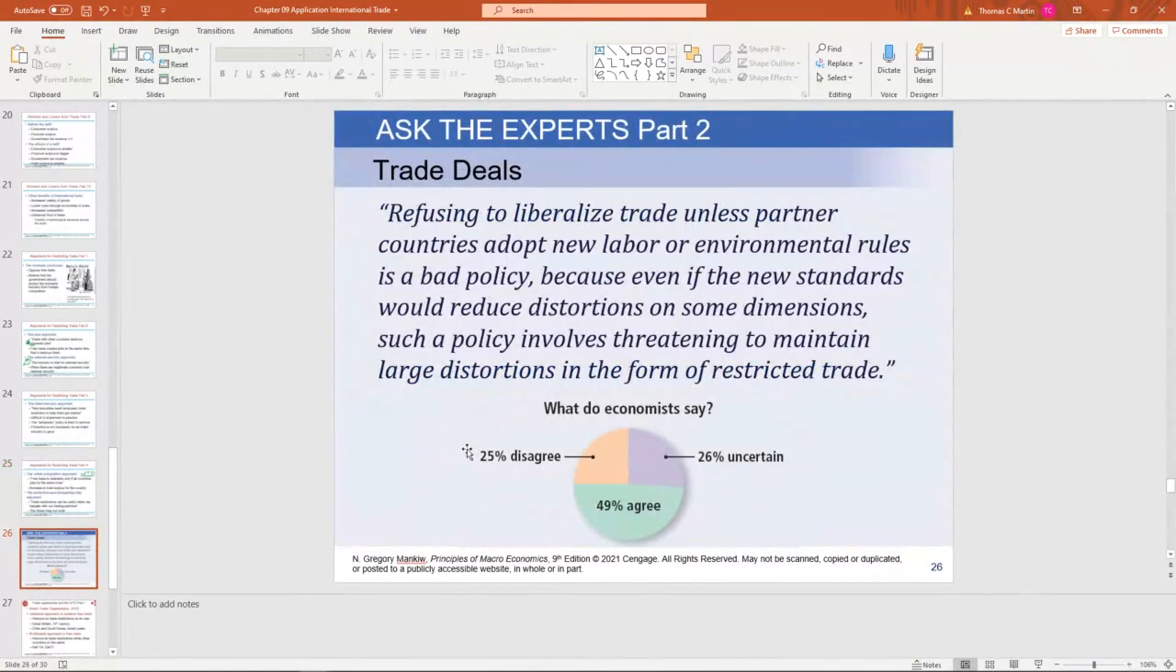Trade deals. Now this one's worded a little different. Refusing to liberalize trade unless partner countries adopt new labor or environmental rules is a bad policy. Because even if the new standards would reduce distortions on some dimensions, such a policy involves threatening to maintain large distortions in the form of restricted trade. You got 49% agree, 26% uncertain, and 25% disagree.